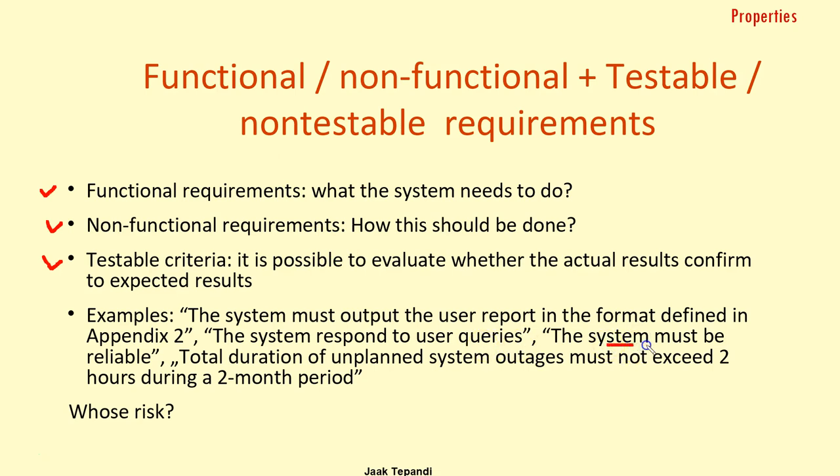Let's take an example. The system must be reliable. Suppose we now put the system on the test. We detect 2 errors in 1 week. Does this system conform to this requirement? The system must be reliable. We cannot say, because we don't have enough data in this requirement. So these general type requirements, the system must be reliable or efficient or whatever, these are usually non-testable, and as non-testable they are quite useless. You cannot use them for testing, for understanding whether the system conforms to what is needed or not.